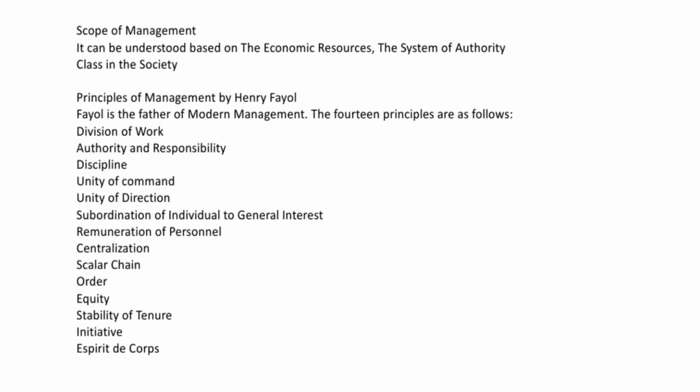The management needs to give the instructions, orders, rules, decisions from the upward to the downward hierarchy, and similarly, the management needs to take suggestions from downward to upward hierarchy in the organization. So, the system of authority plays a very, very important role to achieve the desired objectives of the organization. And third one is class in the society.